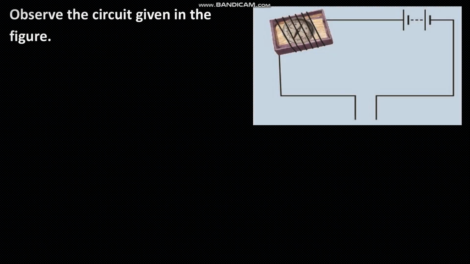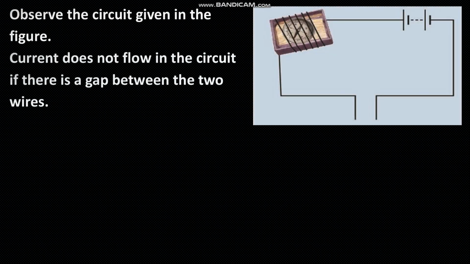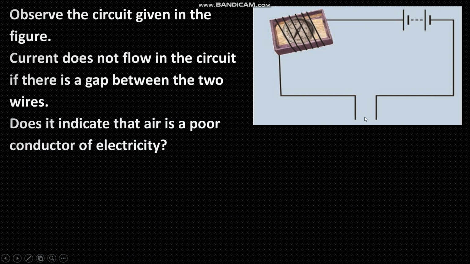Now, observe the circuit given in the figure. Current does not flow in the circuit if there is a gap between the two wires. You can see a gap between the two wires, and the magnetic needle doesn't show deflection. What does it mean? Current is not passing through the air. Does it indicate that air is a poor conductor of electricity? Definitely. It indicates that air is a poor conductor of electricity.